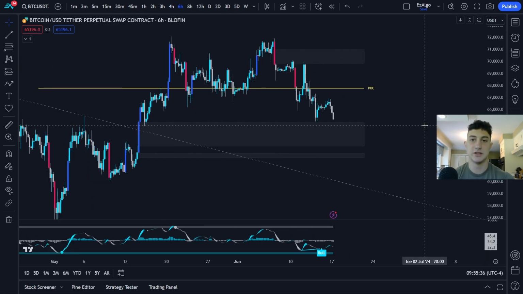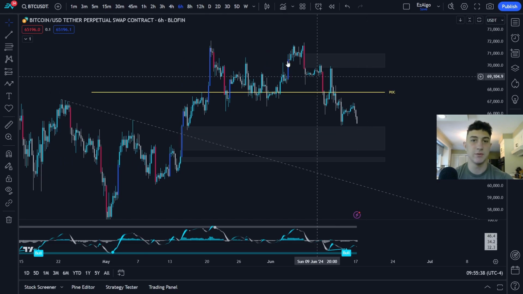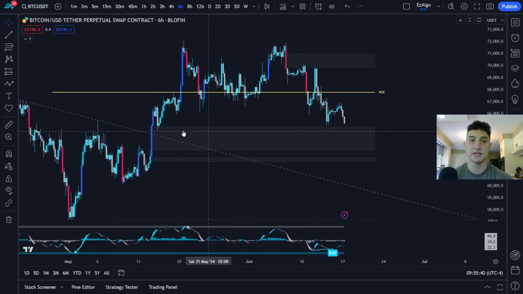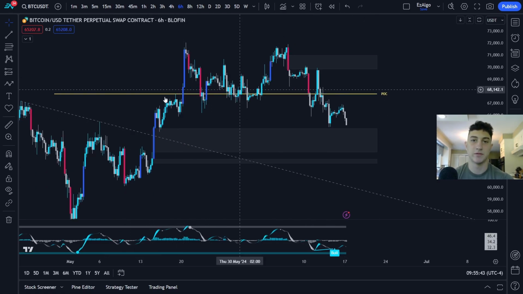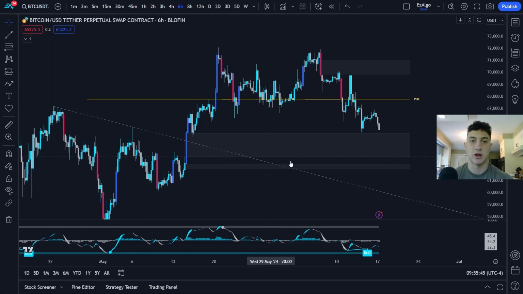So let's go into how I use this, right? You can see we have these displacement candles, these large fair value gaps. We have that point of control. And then we have this trend line here to show you when trend has shifted, right?